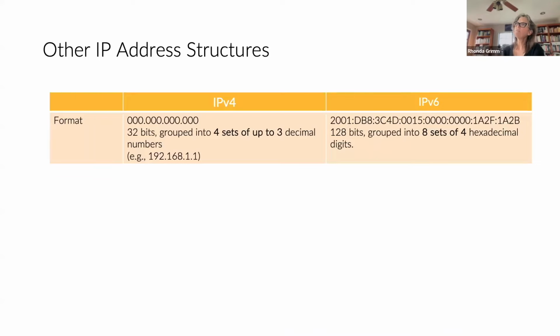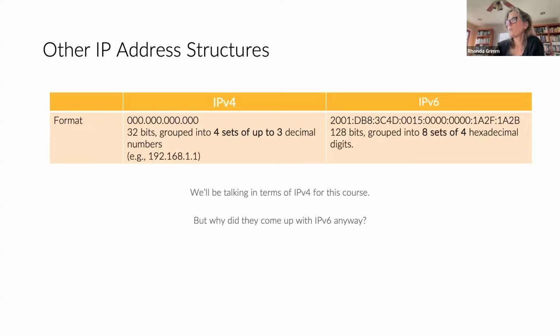So you may have heard of IPv6. IPv4 has 4 sets of up to 3 decimal numbers. IPv6 has 8 sets of 4. So this is one honking big number, and you'll see these, but like I said, in most of your installations, you're going to see IPv4 addresses. And that's what we're going to talk about in this course.